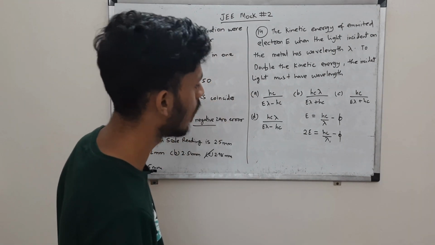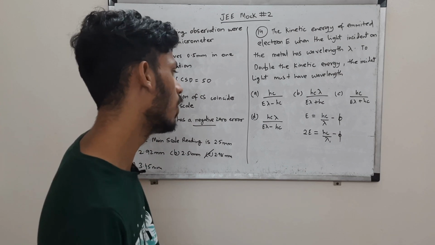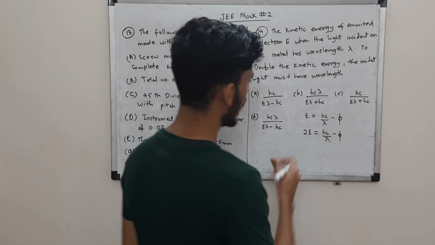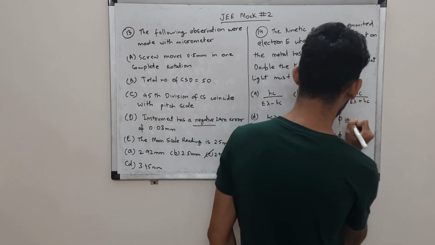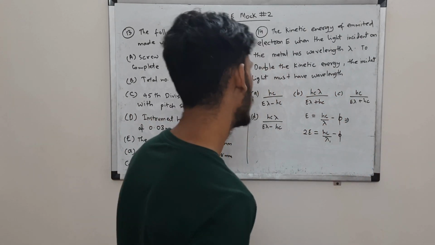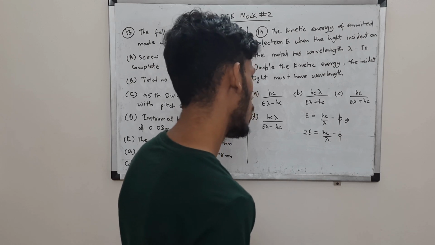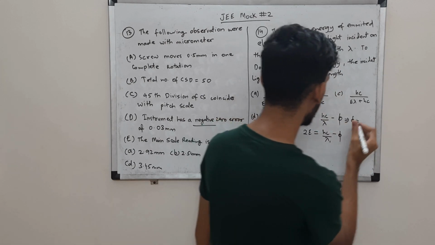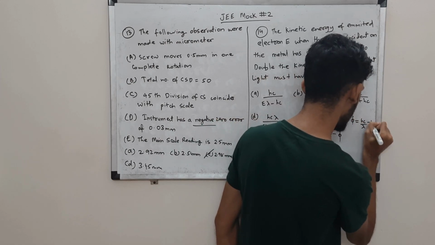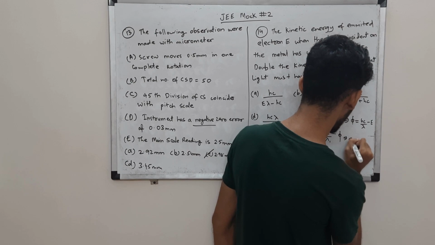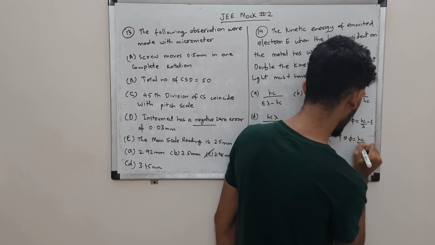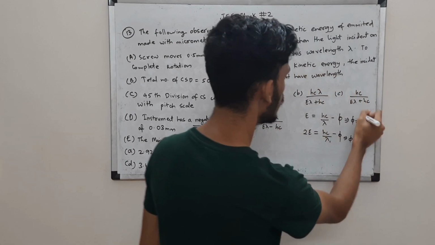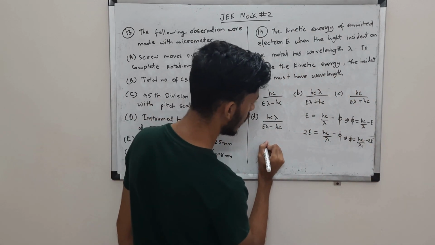So now we have to solve this in order to obtain the value of lambda. How can we do that? Actually we don't want this phi. So either we can add or subtract, or we will write everything in terms of phi. Phi will be given as hc by lambda minus E, and in this case phi is hc by lambda 1 minus 2E. So we can equate these two now, because the work function phi is of the same metal.